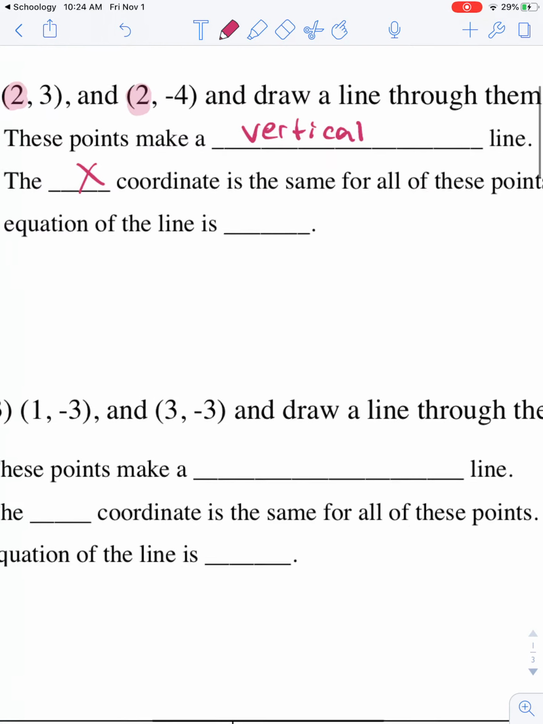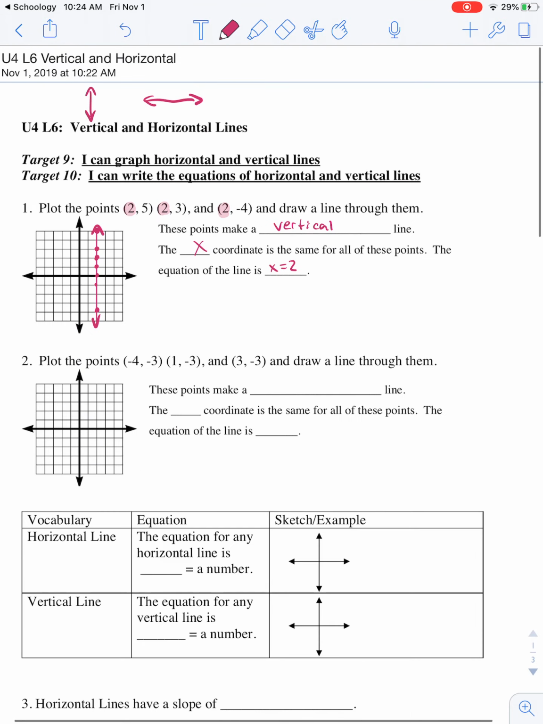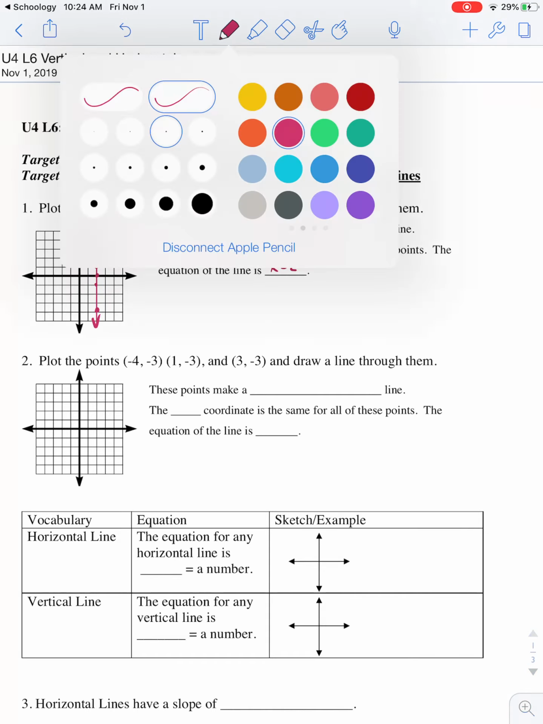So that's all you're going to do to name the equation. You're just going to say, well, x is always 2. X equals 2. Doesn't matter what y is, x is always 2. And that's your equation. That's it. There's no y equals mx plus b form to it or any special form. It's just x equals 2. That means a vertical line.